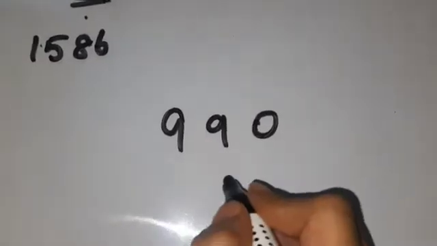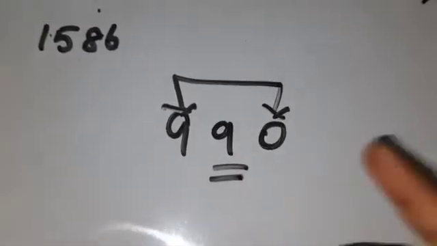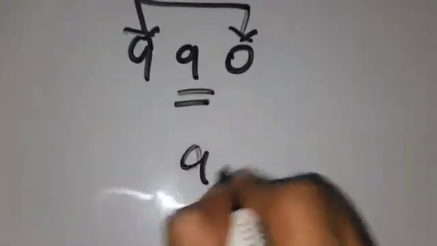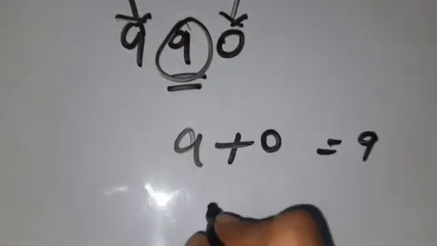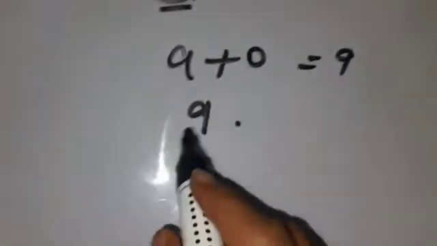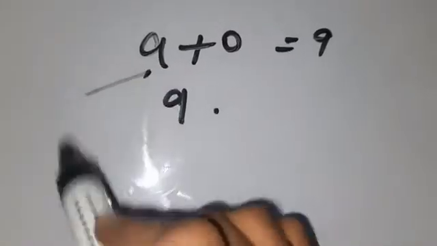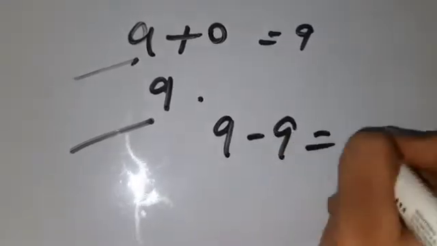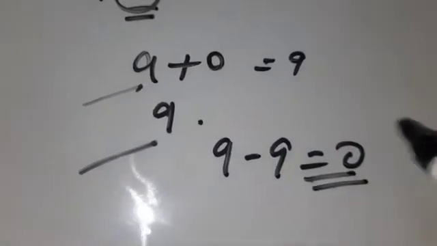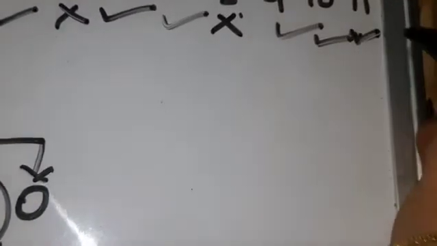For 11, what we have to do? We have to add the odd digits in the given number and we have to add the even digits in the given number. So 9 plus 0 equal to 9, and 9, only one number is there, so we are taking it as it is. Now what we have to do? We have to find the difference between the odd digits and the even digits in the given number. So we get 9 minus 9 equal to 0. If the result is 0 or a multiple of 11, then it is divisible by 11.